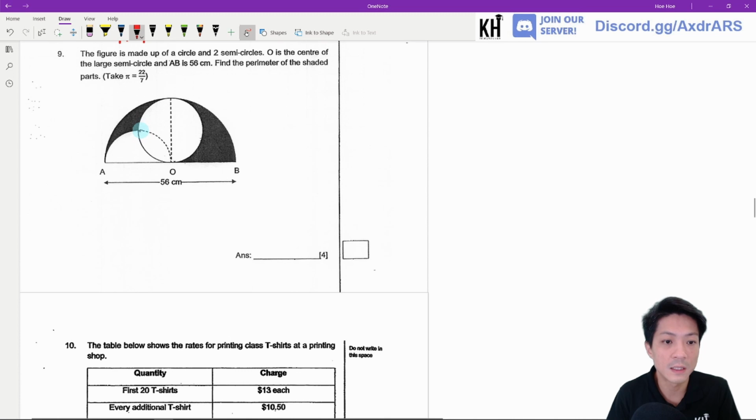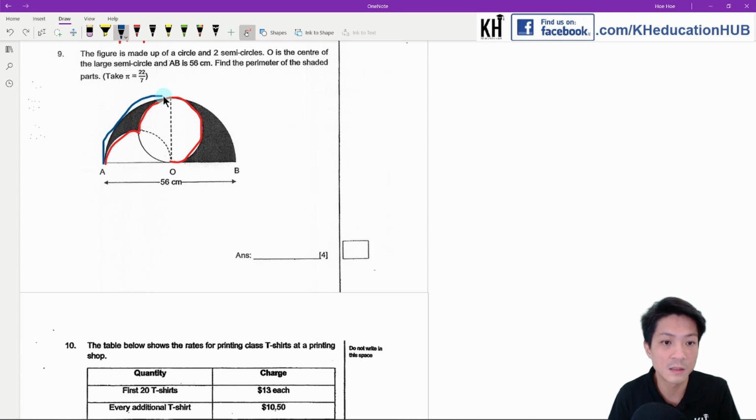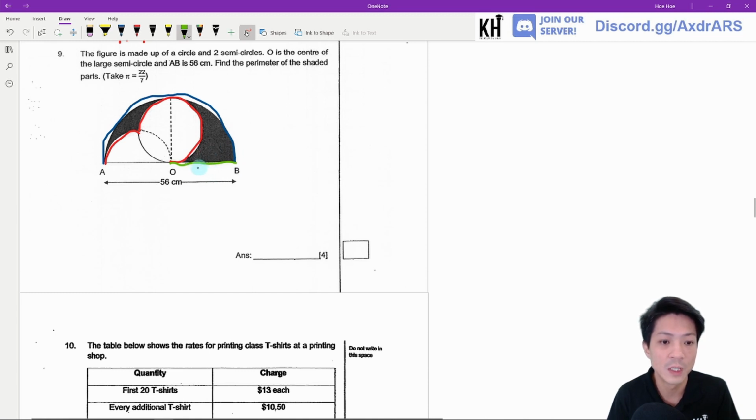Okay, I'm gonna highlight what are the parts that I need to find in order to find the perimeter. The first thing I need to find is this and this. Okay, you can see that the red line consists of one full small circle. And next I'm gonna find this big semicircle, which is the outside. Okay, and then the last part to find will be here. This is basically a 56 divided by 2. Okay, which is 28.